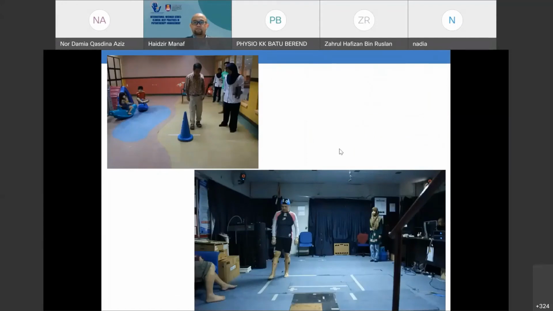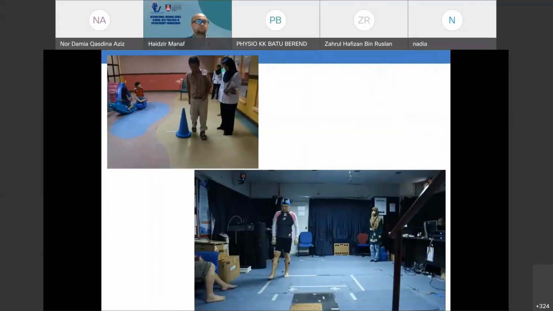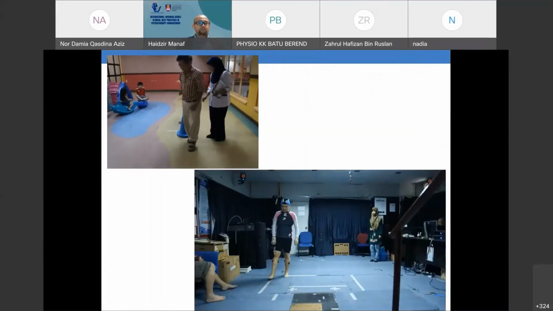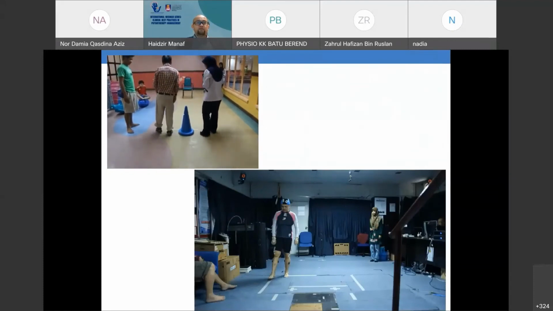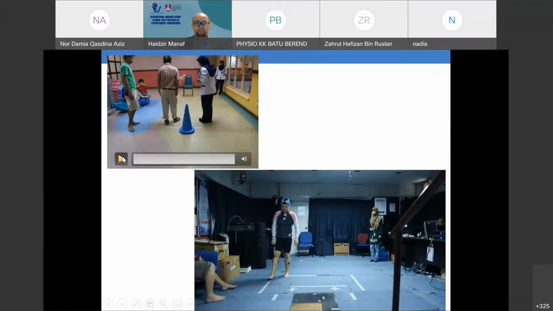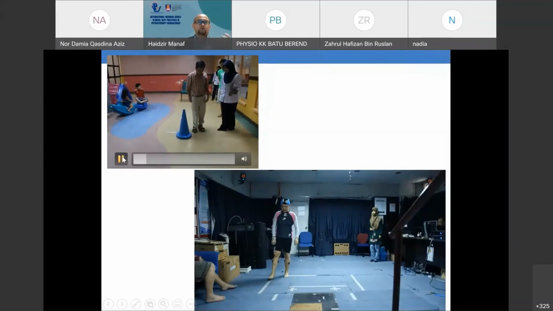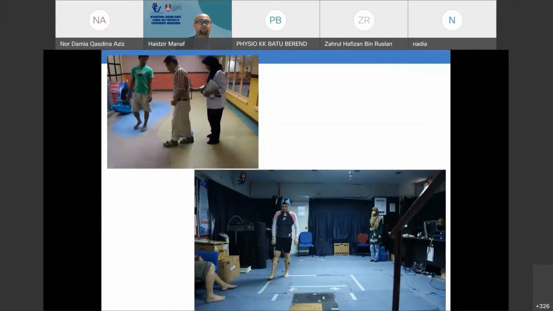Okay, you can see the video here. Skillful turning during walking is one of the key factors for fully functional ambulation. Stroke survivors with sensorimotor impairment may have difficulty in organizing a proper turning sequence. You can see here, if we ask the patient to make a turn, they have difficulty organizing a proper turning sequence. This may put them at risk of fall.